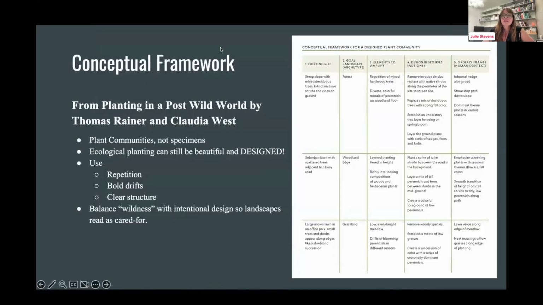Let's talk about some other design considerations. So I've been working in my classes, redesigning some of our planting classes to really think more about biodiversity, native plants, supporting ecosystem services. And this book, Planting in a Post-Wild World, is by Claudia West and Thomas Rainer. Claudia West is actually going to be here. I can put it in the chat when we're done with the slides. She's going to be here in a couple of weeks giving a presentation. This book is just really fantastic. And I'll tell you a little bit about how it works.